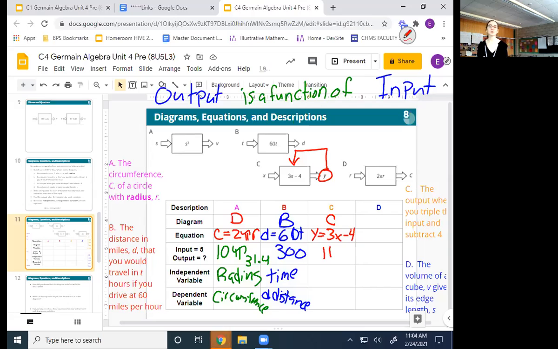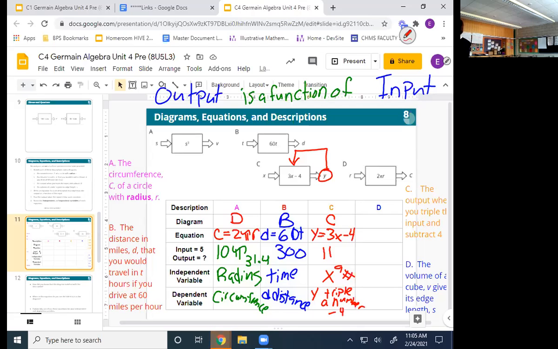Okay? So, awesome job on that. Independent variable, that input value or that domain, was represented by the letter X. And we could say X is a number. Okay, the dependent was represented by the letter Y, or triple a number minus 4.